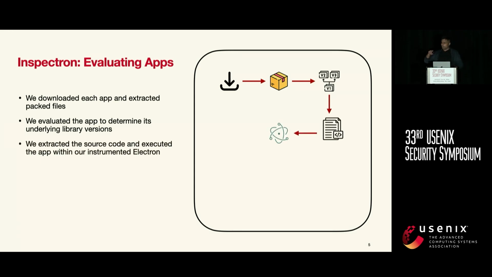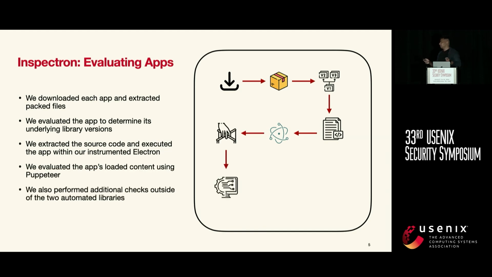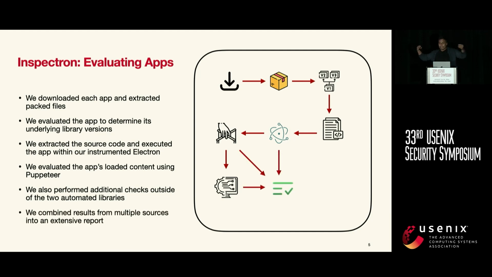Followed by, we just take the source code, plug it into our instrumented version of Electron. And once it's up and running, we connect with it through a Puppeteer script and also perform a bunch of other tests and combine all of these sources to give you an extensive report of potential misconfigurations, things that can then be considered vulnerabilities and how these can be chained. A very important part of this is the instrumented version of Electron.